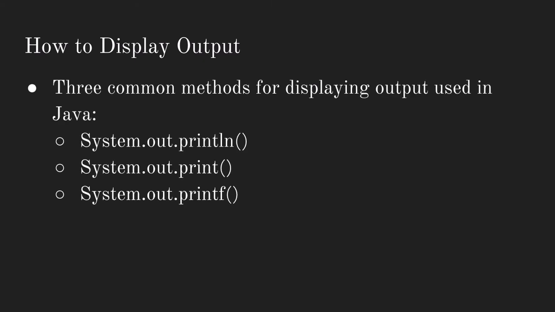Now, how do you display output? There are 3 common methods for displaying output that we're going to use in Java: system.out.println, system.out.print, and system.out.printf. We're going to go over all 3 of them very shortly. You will see these very often. As long as you want to display text, you're going to use any of these 3. We'll begin with system.out.println.